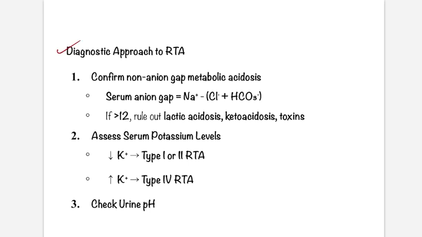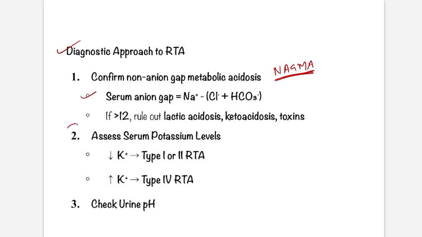Just see if it is NAGMA. You found a metabolic acidosis patient. See if it is NAGMA. All of you know how the anion gap is calculated: serum anion gap is sodium minus chloride plus HCO3. If it is less than 12, it is normal anion gap metabolic acidosis. If it is more than 12, then renal tubular acidosis is ruled out.